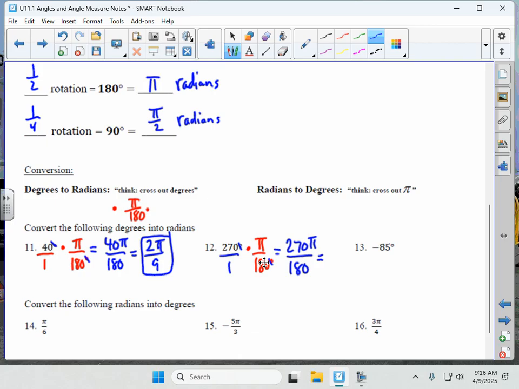So that's going to be 3 over 2 pi, or 3 pi over 2. Typically we write it like that instead of 3 halves pi. All right, negative 85 degrees. Again, we'll multiply by pi over 180 degrees.